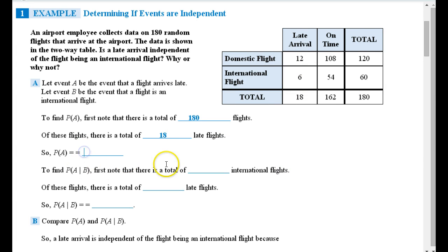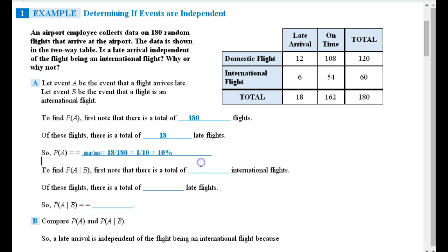So the probability of A, what does that equal? We would go the number of A over the number in the set. So the number of A was 18 over 180, right? And we can reduce that to 1 over 10, which we can also say is 10%.